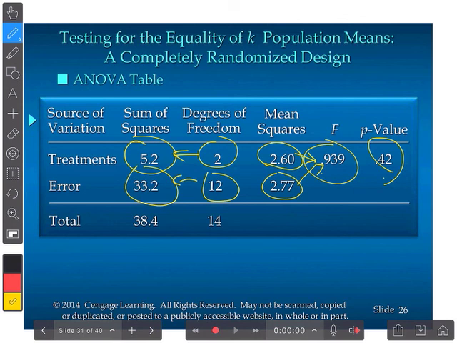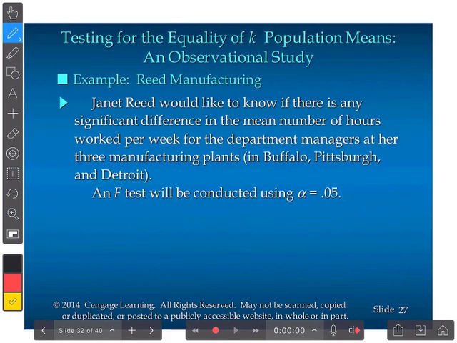which is very high. And we could also add to that our F critical to the table, if we want to do that. And that way we could see very quickly that 0.939 is not larger than 3.89. So therefore we'd fail to reject H0. And that's essentially it. All right.